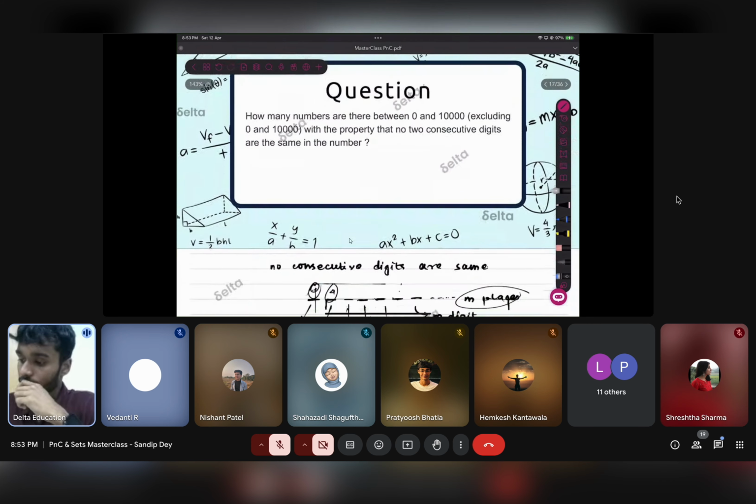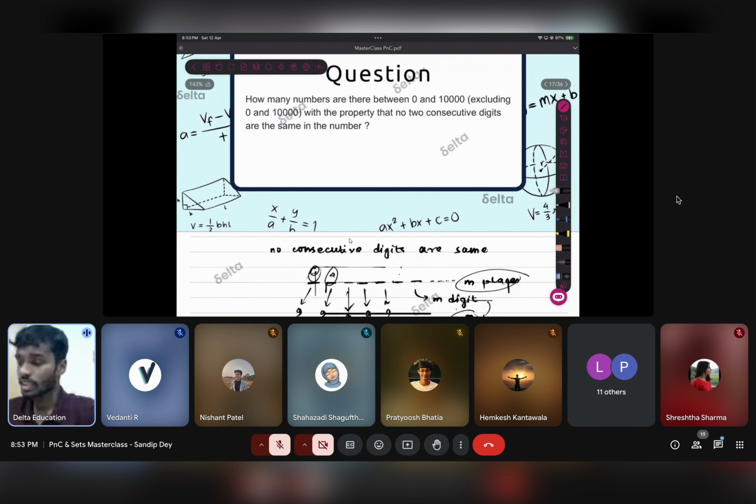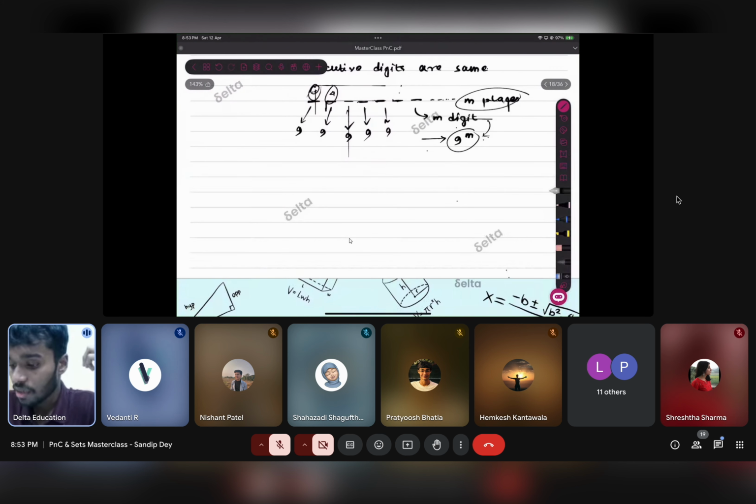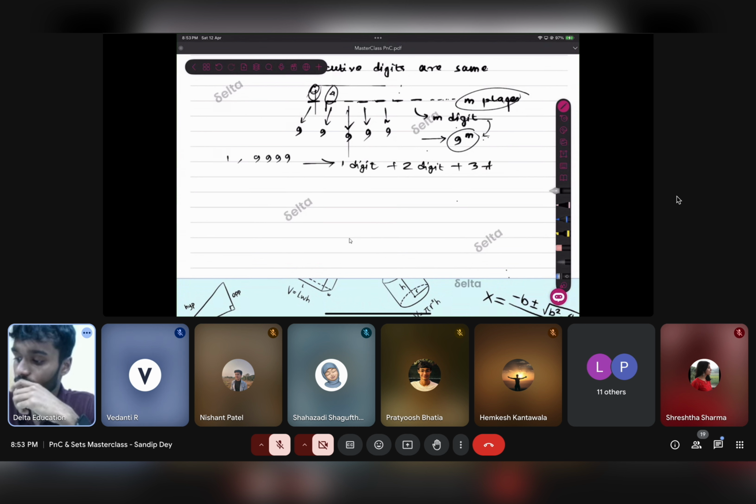And I have to find from 0 to 10,000, excluding 0 and 10,000. So I have to find from 1 to 9999. So can I say it is 1 digit numbers plus 2 digit numbers plus 3 digit numbers plus 4 digit numbers, right?